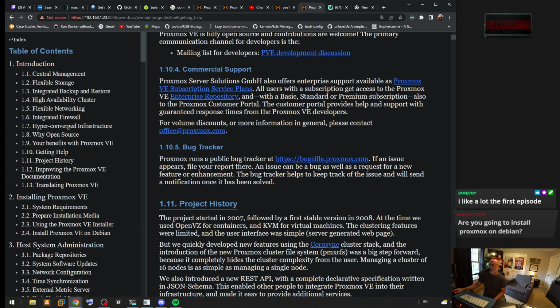Bug tracker. Proxmox runs a public bug tracker. I already have it installed. I installed Proxmox straight up. Yeah, I'm putting it as a hypervisor on everything. I'm not installing it on top of another system, because I don't need that system to be running anything else. I want it to just be running this.